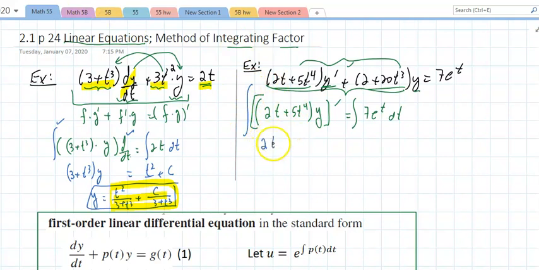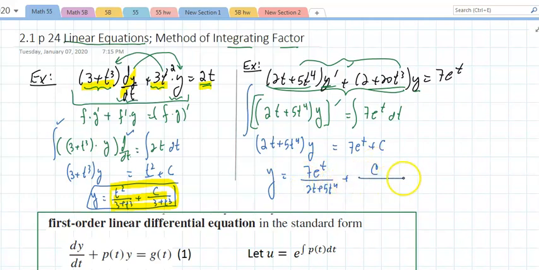That would be 2t plus 5t to the fourth times y, and that will equal 7e to the t plus c. And now I could say y is 7e to the t divided by 2t plus 5t to the fourth, plus c divided by 2t plus 5t to the fourth. So in the beginning, I couldn't figure out what the solution is, what value of y will allow me to do this. Now I do know.